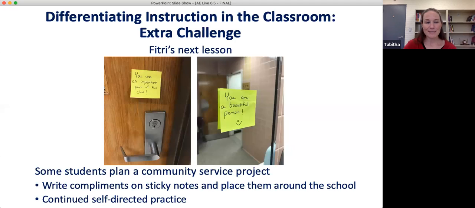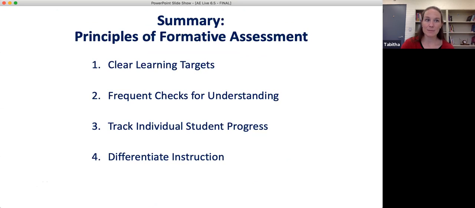So that wraps up our discussion about 4 important principles of formative assessment. To refresh your memory, those 4 principles were clear learning targets, so targets that are based on standards but are simplified enough so that students can understand them and so that teachers can understand them. Because when teachers really understand their learning targets, then they can use them to plan their lessons and to focus their lessons. The second principle was frequent checks for understanding.